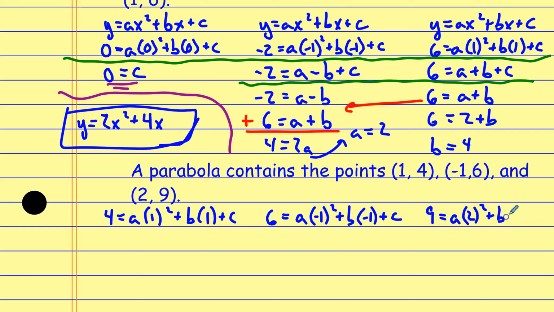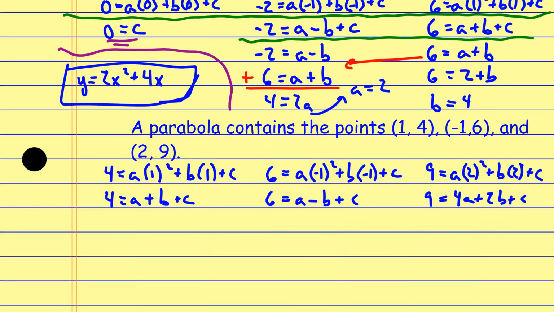And then it's just going to be a matter of simplifying these a little bit. And now I simplify these. This one I end up with a plus b plus c. This one I end up with a minus b plus c. And this one I end up with 9 equals 4a plus 2b plus c. All right? And then from here, I have to solve this system of equations.